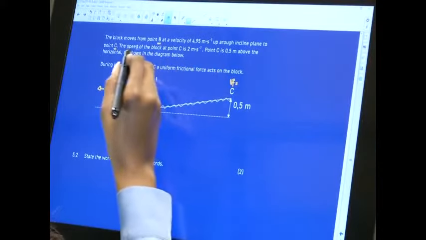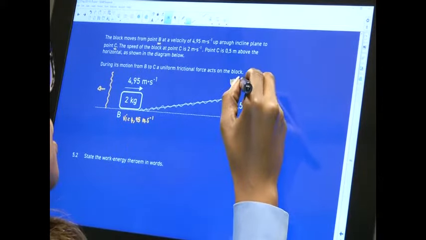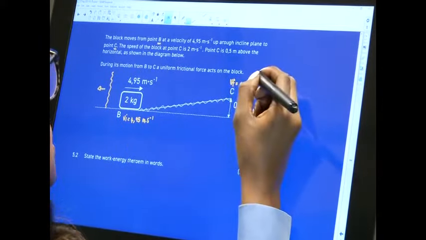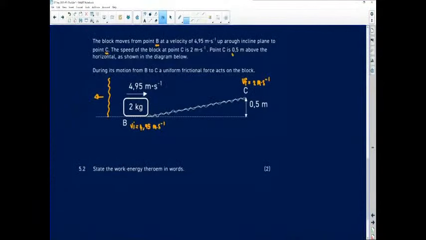So let's see, the speed of the block at point C is 2 meters per second, 2 meters to the exponent negative 1. The point C, so they've given us, is 0.5 meters above the horizontal. So they've given us the height of this ramp that it moves as shown in the diagram.